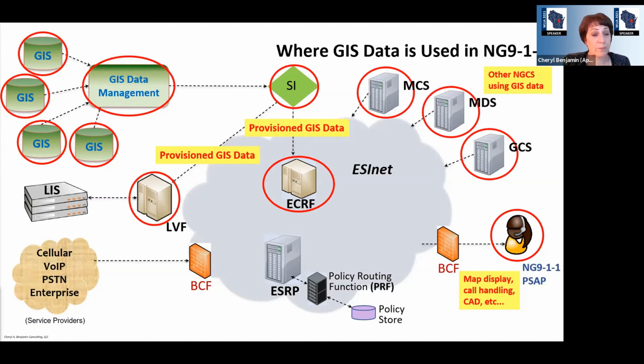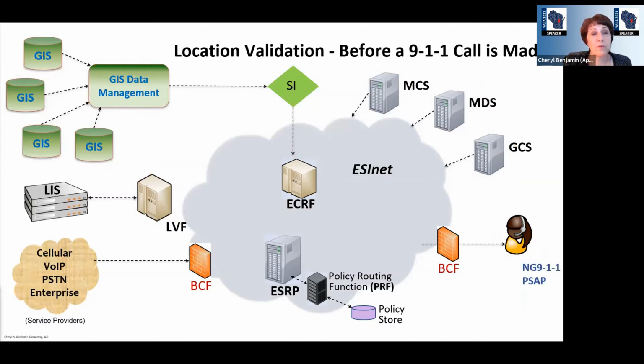We're going to now transition to looking at what happens in the location validation function. Again, this is before anyone even dials 911. A carrier has a new subscriber. So the customer's service provider gets a new subscriber, and the subscriber's location information is going to be stored in a PIDF-LO format. Now that's a way to represent location information in an XML format.